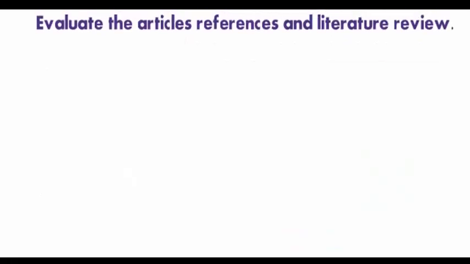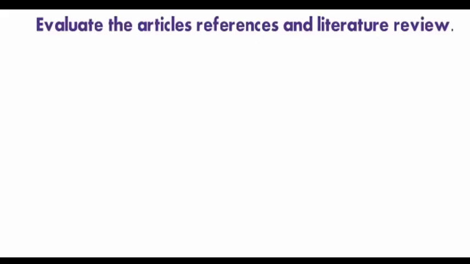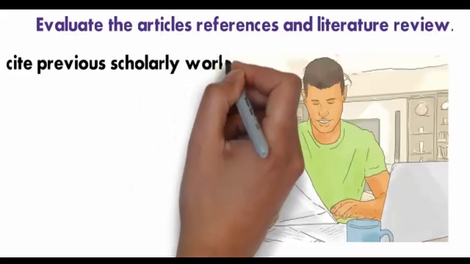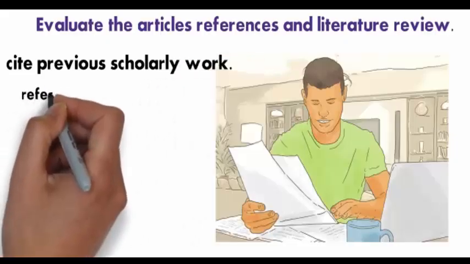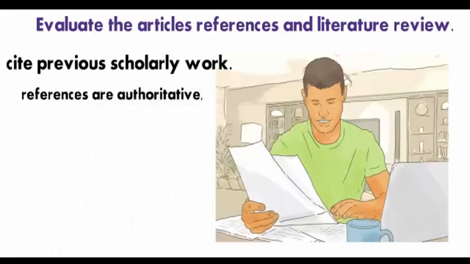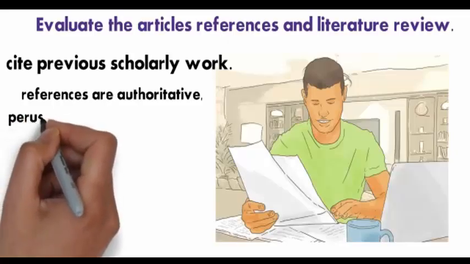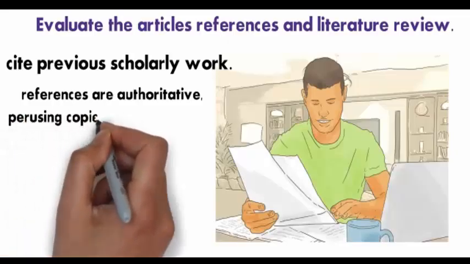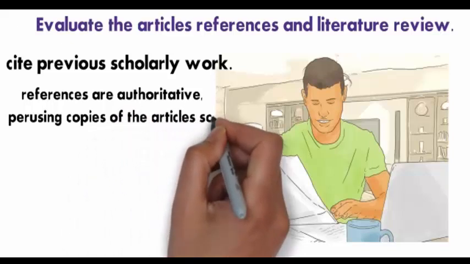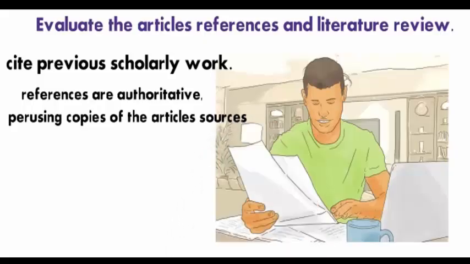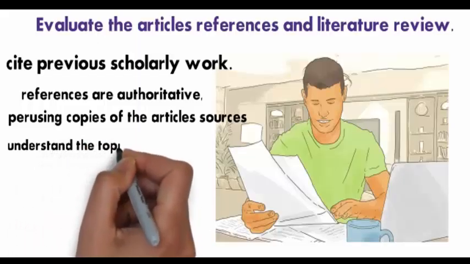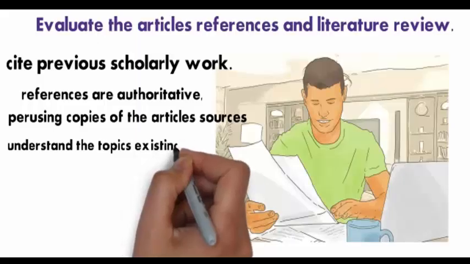Evaluate the article's references and literature review. Most journal articles include a review of existing literature early on and throughout, cite previous scholarly work. Determine if the sources it references are authoritative, how well its literature review summarizes sources, and whether the sources situate the article in a field of research or simply drop well-known names. If necessary, spend some time perusing copies of the article's sources so you can better understand the topic's existing literature.